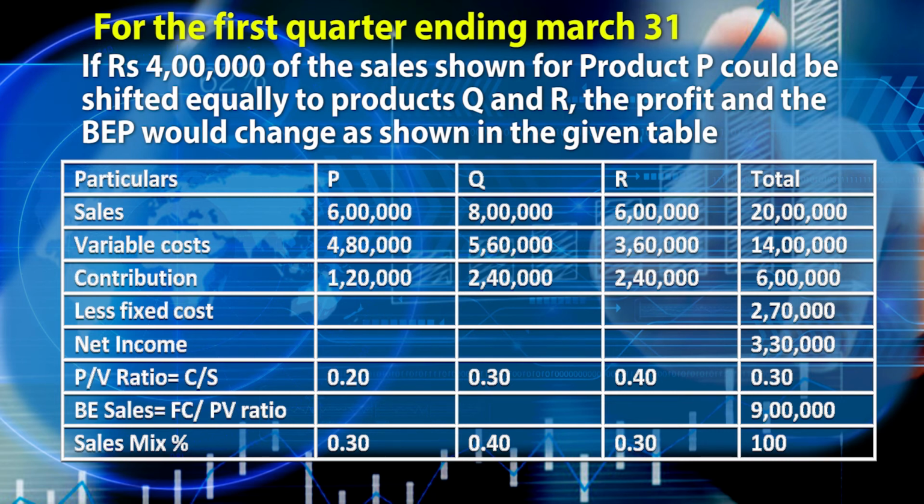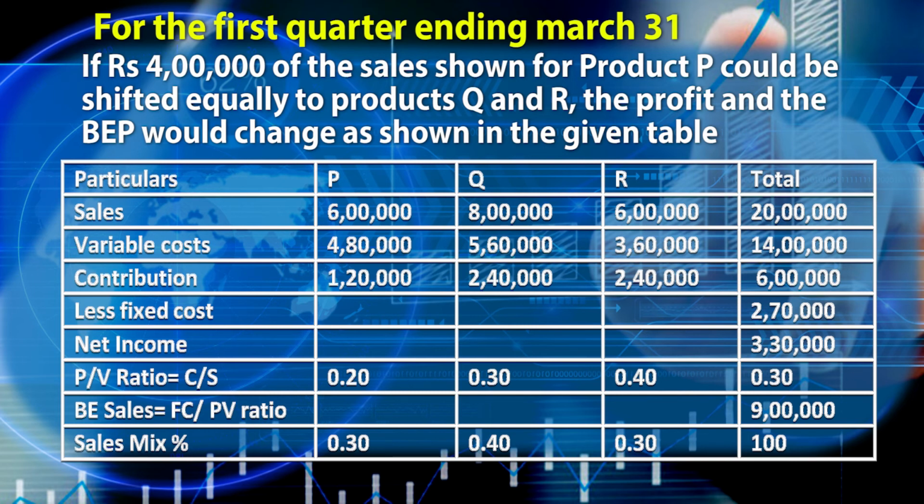PV ratio is equal to contribution upon sales. So, for P, Q and R, the PV ratio is 0.20, 0.30 and 0.40 and overall it is 0.30. Break-even sales is equal to fixed cost divided by PV ratio, which is 2,70,000 divided by 0.30, giving you 9 lakhs. Sales mix percent for P, Q and R are 0.30, 0.40 and 0.30. Sales mix percentage is calculated by dividing the sales of P, that is 6 lakhs, by total sales multiplied by 100.